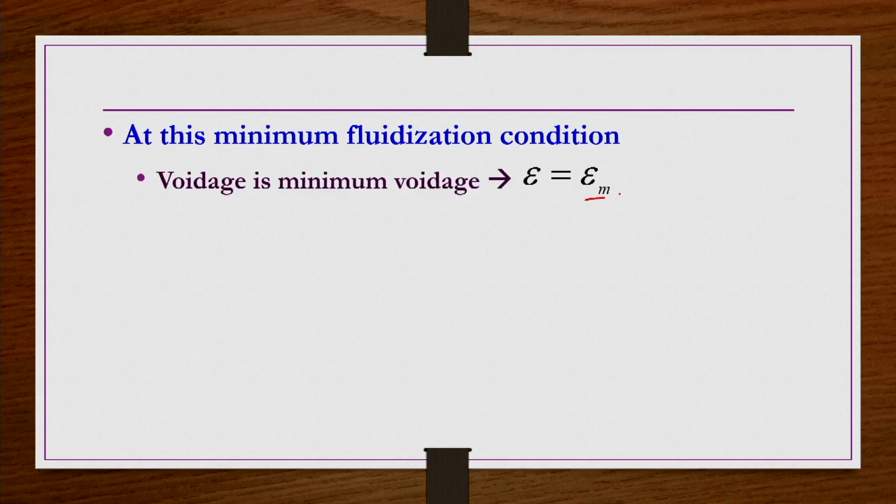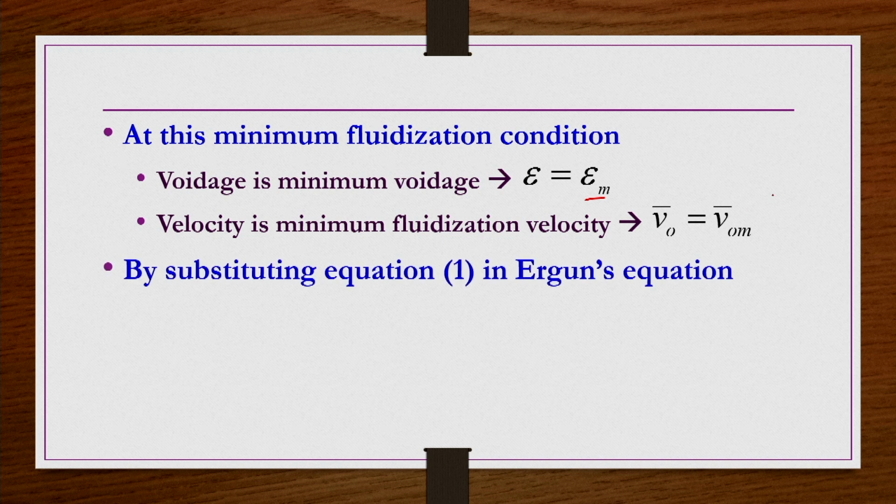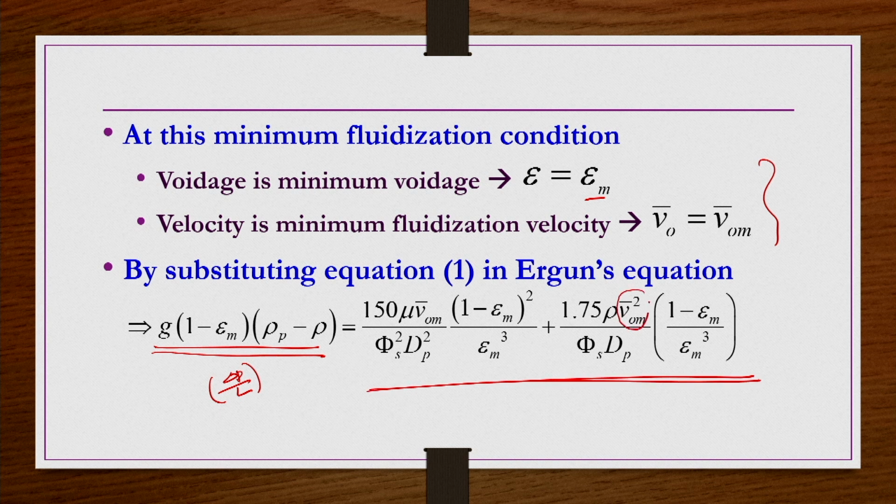So, that we are writing epsilon m, and the velocity is the minimum fluidization velocity, where V naught bar we are replacing by V naught bar m, right. So, these two we replace in the Ergun's equation. Epsilon we replace by epsilon m, V naught bar we replace by V naught m bar, and delta P by L we replace by (1 minus epsilon) g delta rho. This is nothing but delta P by L of our Ergun's equation, and the right hand side term is as it is. The only thing we have done here is replace the superficial velocity by the minimum fluidization velocity, and the voidage by the maximum voidage at minimum fluidization conditions.